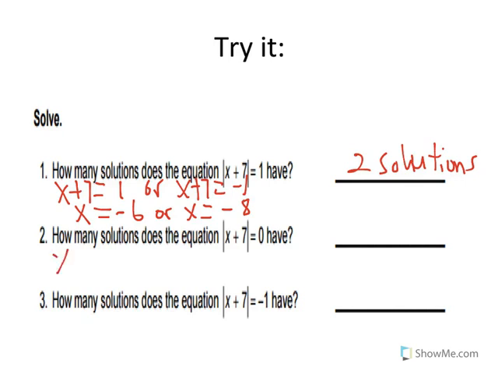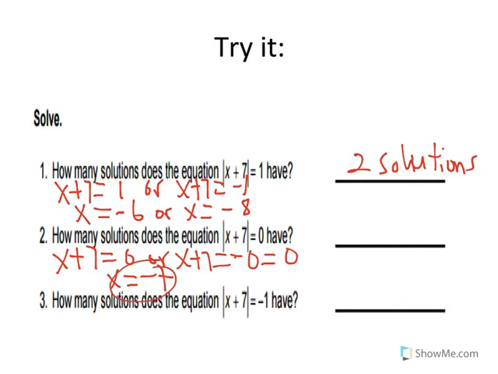Okay, and then for number 2, how many solutions does the equation have? So we said x plus 7 equal to 0 or x plus 7 equal to -0. Well, -0 is the same as 0. So when we solve, x equal to -7, so we only have one solution.